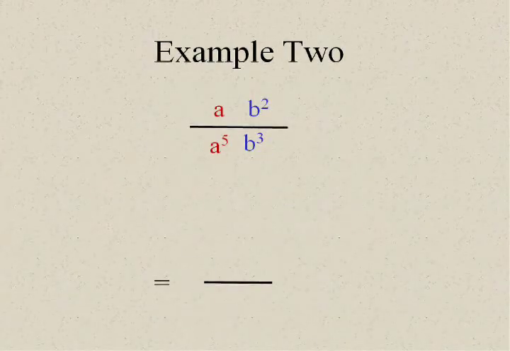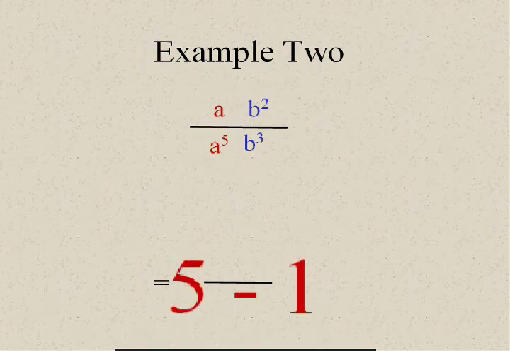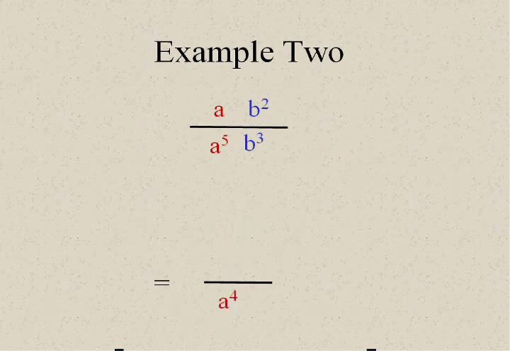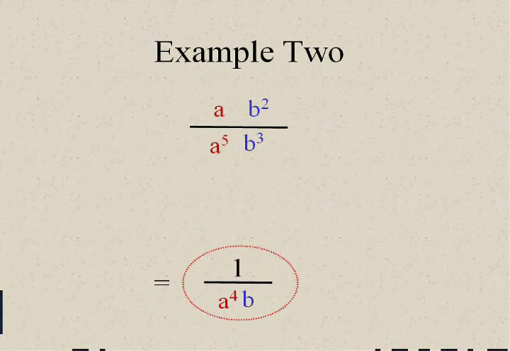Let's look at the replay. We'll do that again. If I used my other shortcut, I went A to the 5 minus 1, put the answer where the largest one was. B to the 3 minus 2, put the answer where the largest one was. And then I said, uh-oh, can't go around here without a top. I'm going to have to put a 1. Very important. There it is.